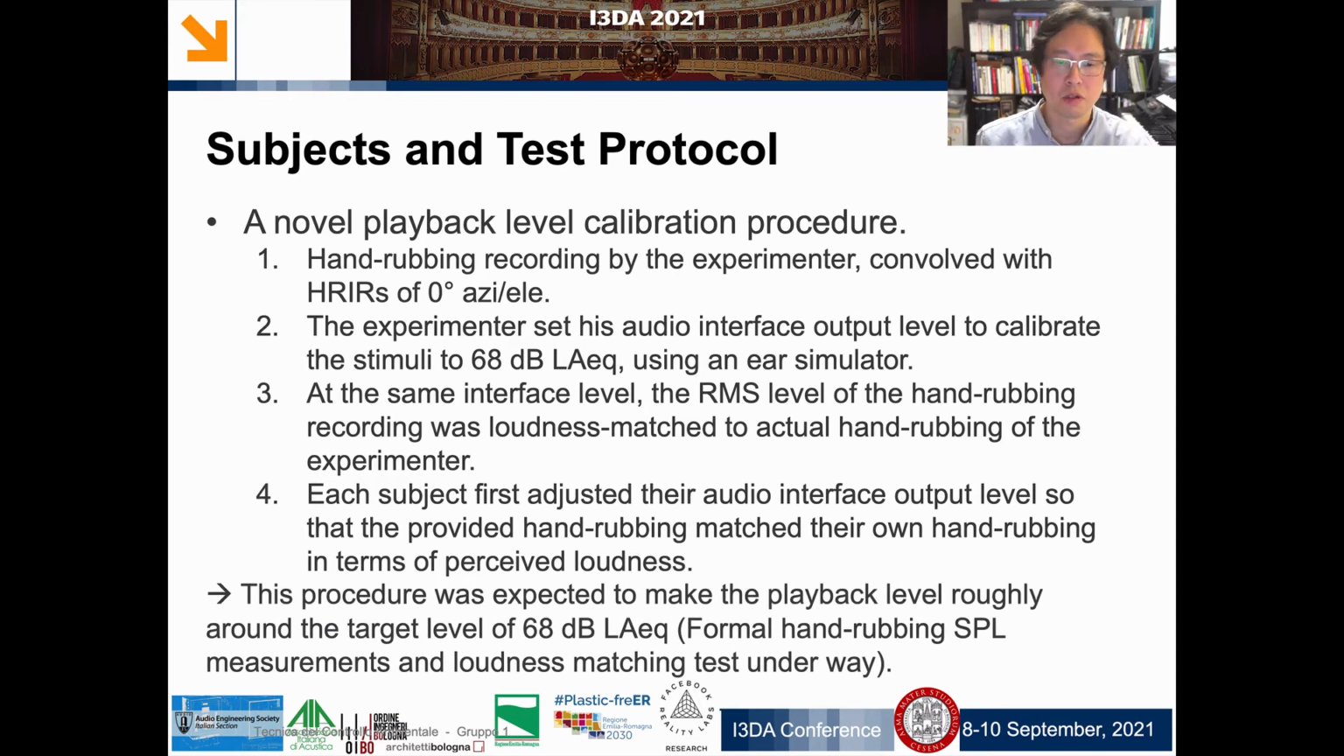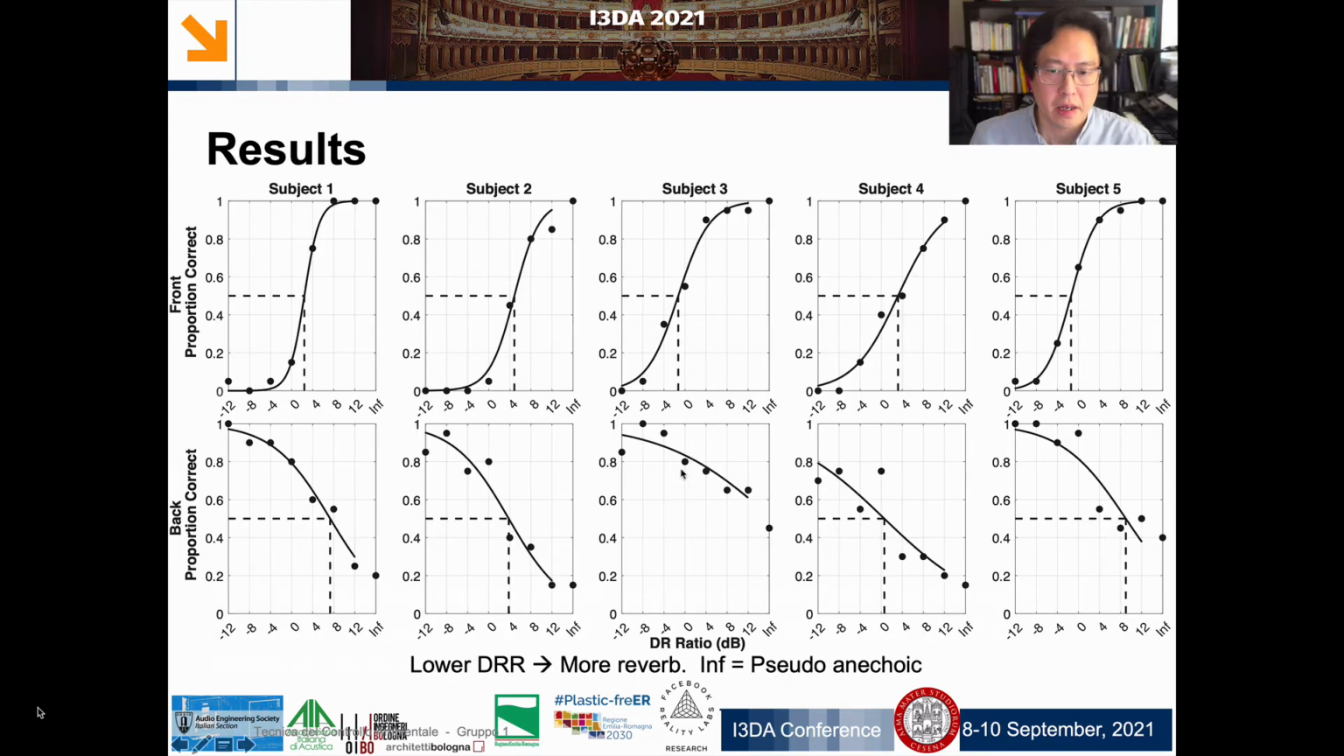And this procedure was expected to make the playback level roughly around 68 dB LAeq. The assumption is that everyone's SPL of hand rubbing sound might be quite similar. And this is the result from the listening test for each subject. As you can see, they exhibit very consistent patterns across all 5 subjects.